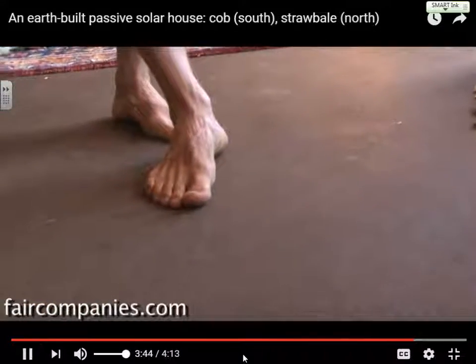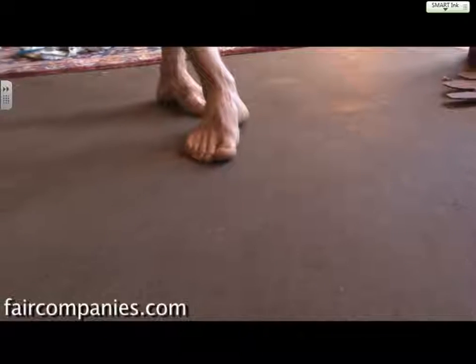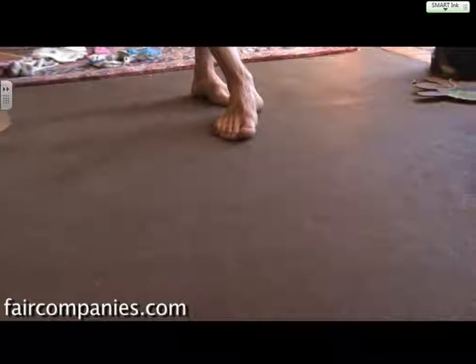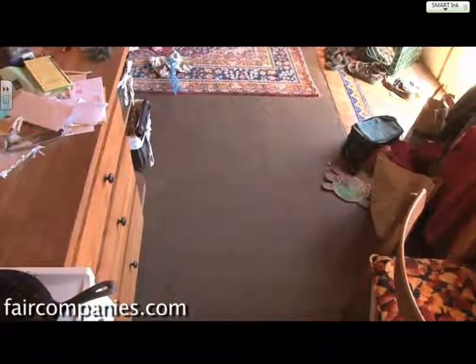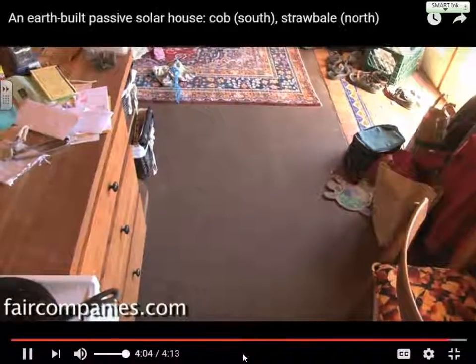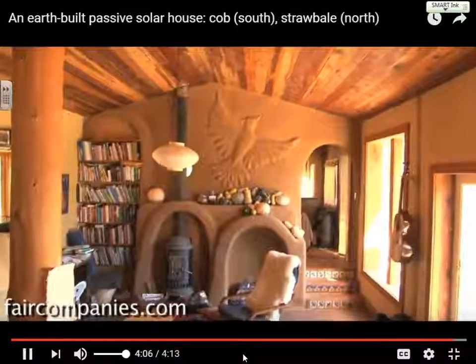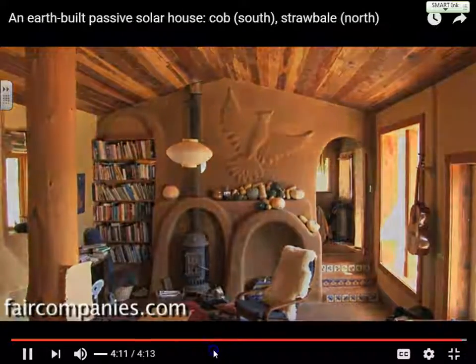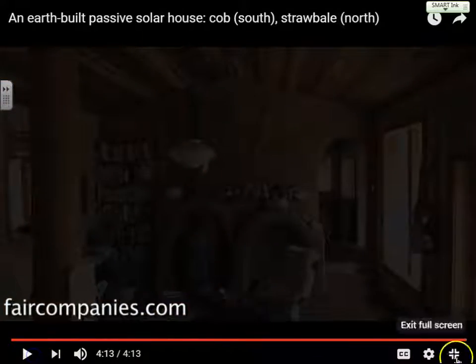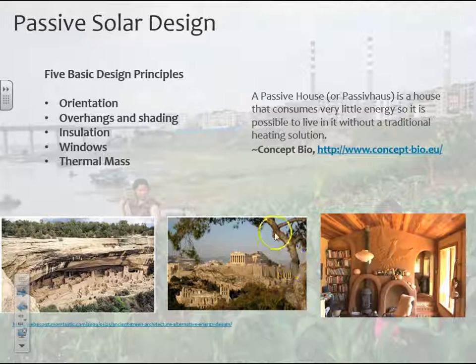And so the winter sun coming through hits on the earthen floor. The floor heats up during the day, as do any thermal mass walls that are close to the south side of the building and are also hit by the winter sun. All that heat is trapped inside the building, and then at night when the sun goes down and the air temperature drops, the heat works its way back out of the thermal mass and heats the space. Okay, so that's another really good example of passive house principles in action.